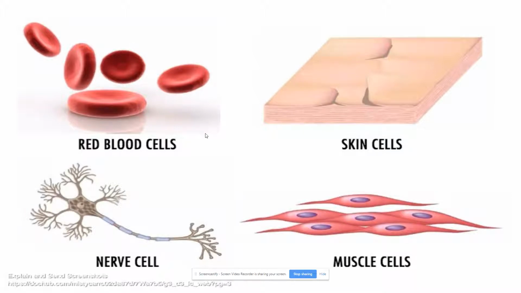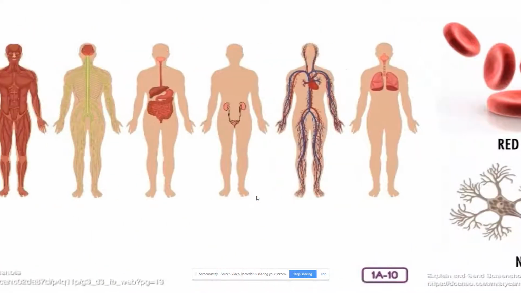These are the building blocks. An organ, these are some of the different kinds of cells. These are the different kinds of cells that we have. We have red blood cells, skin cells, nerve cells, and muscle cells. We'll come back to that in just a minute.